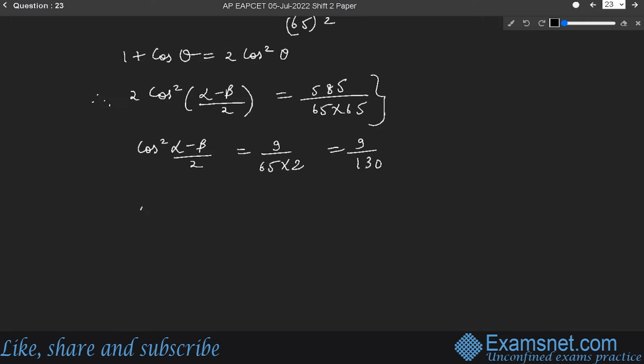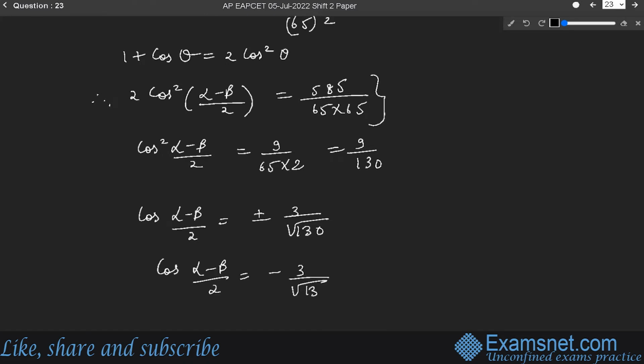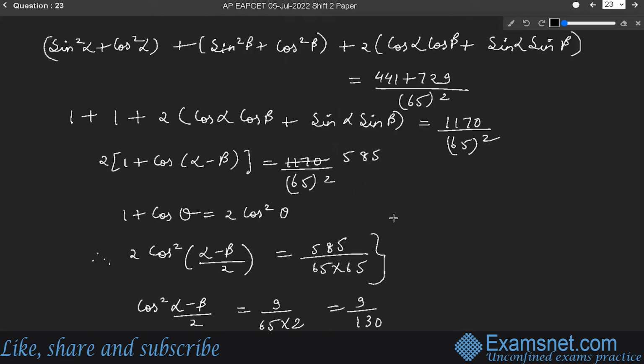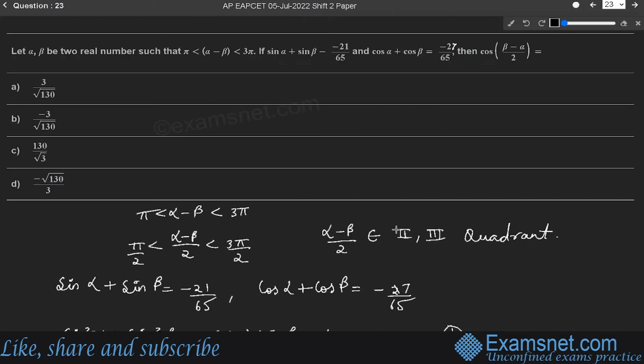Taking square root, cos of alpha minus beta upon 2 will be equal to plus minus 3 upon under root of 130. So since cos is negative in second and third quadrant, cos of alpha minus beta by 2 will be equal to minus of 3 upon under root of 130. Therefore, we can say that the value for cos of alpha minus beta upon 2 is minus 3 upon under root of 130, which is option number B here.